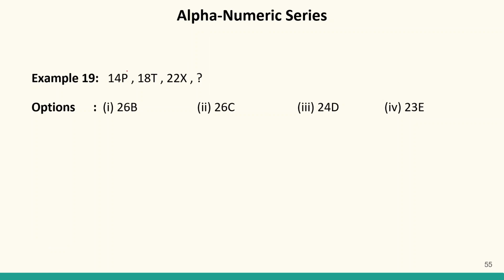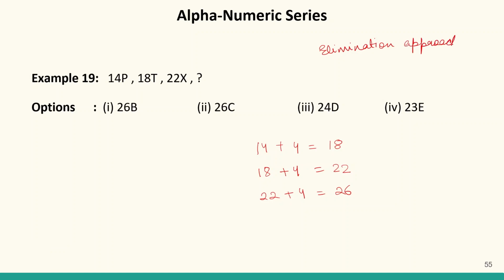Okay. Now this one. This is also a good question. Okay. Let us find for the numbers first. 4 plus 4 plus 4 will give us 22. So we have to add 4. That will give us 26. So if we follow the elimination approach, like I told you, by elimination approach, I know 26 will be the next number. So I can say this will not be the answer and this will not be the answer. So we have to find out whether it will be B or whether it will be C.